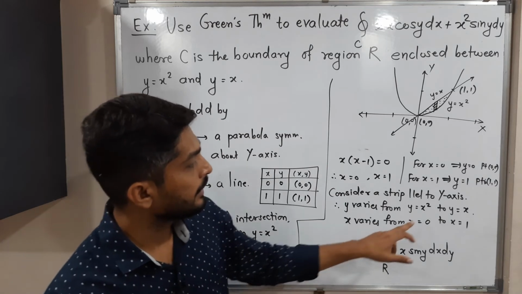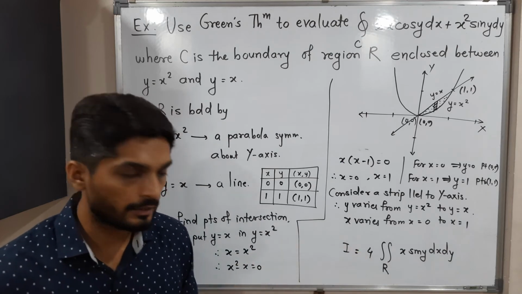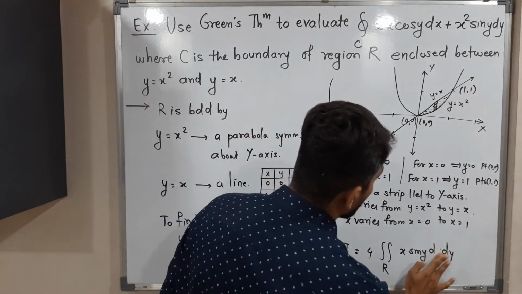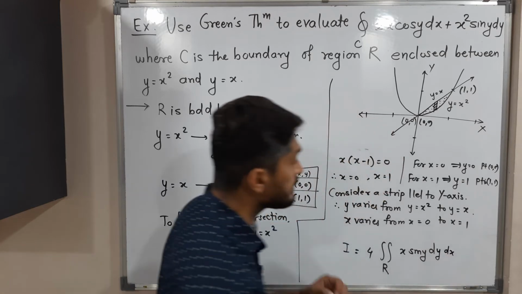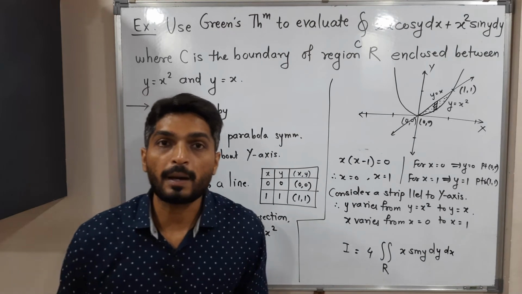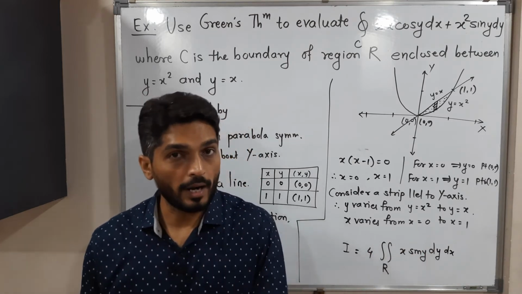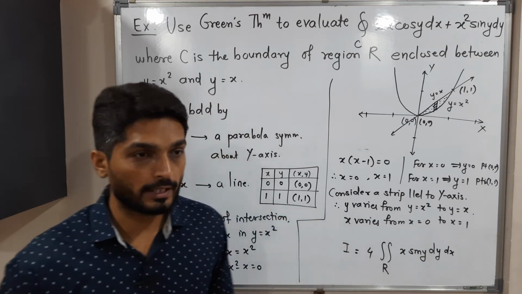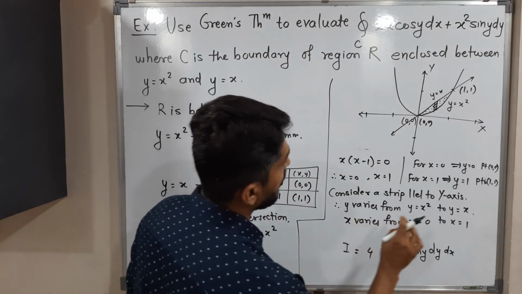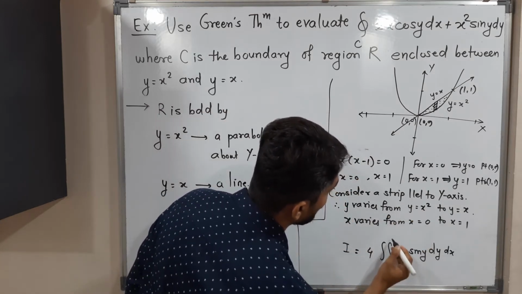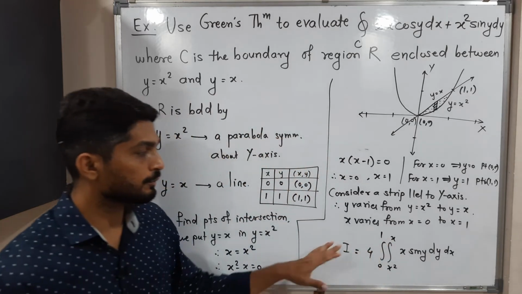What are the limits we have? y varies from x square to x and x varies from 0 to 1. The integral I have already written here. Let us write the limits now. Here I should write dy first, dx later. The reason is we have considered a strip parallel to the y-axis, so the inner integration is with respect to y and the outer integration with respect to x. Limits of y are x square to x and limits of x are 0 to 1. So we got the limits also.